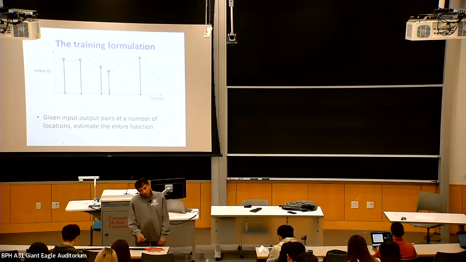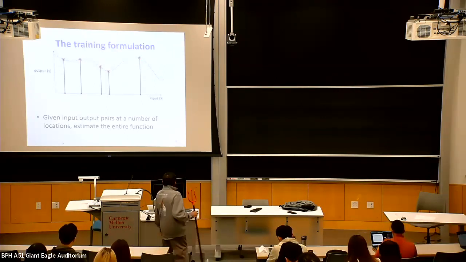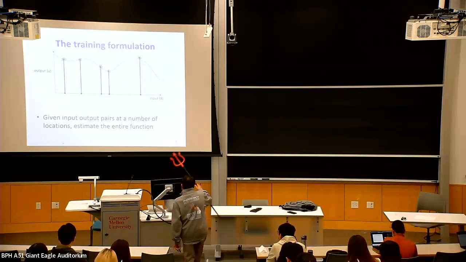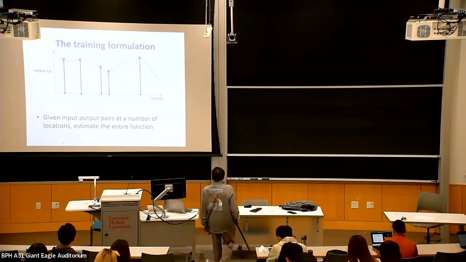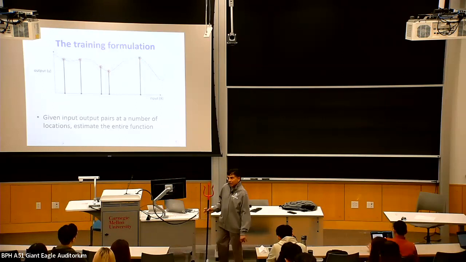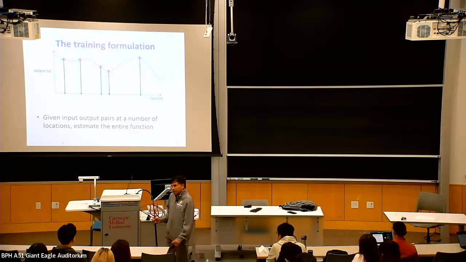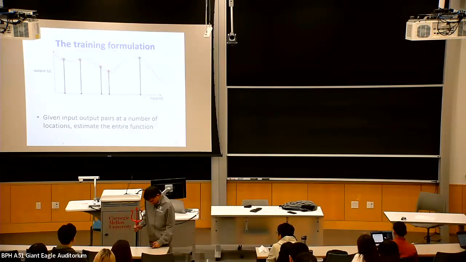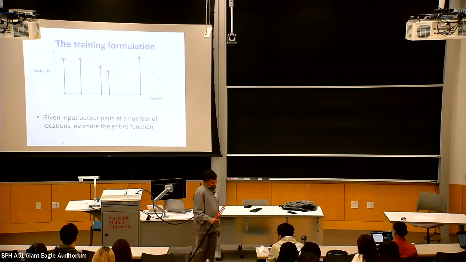Now here's how we train a network. You're given a collection of input-output pairs at a number of locations, and we must estimate the entire function. This is how we set up the ERM. Oh my good God. Let me start this again.